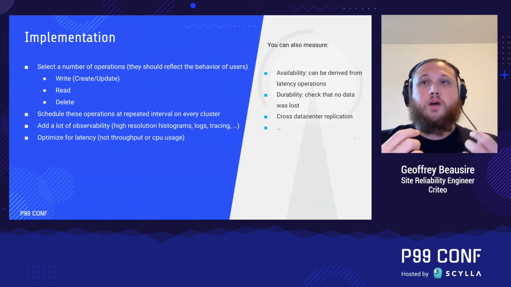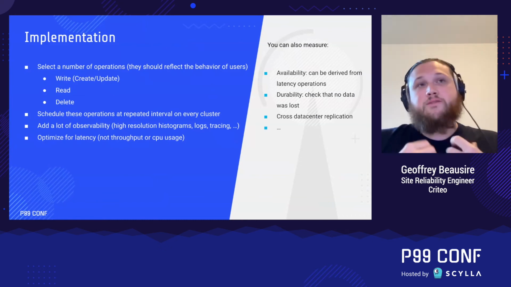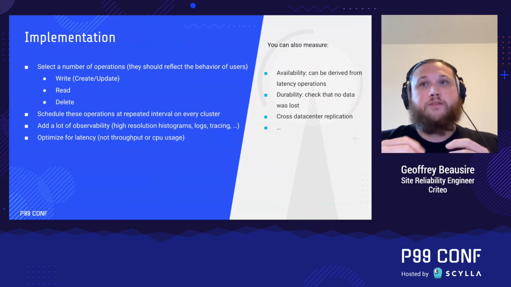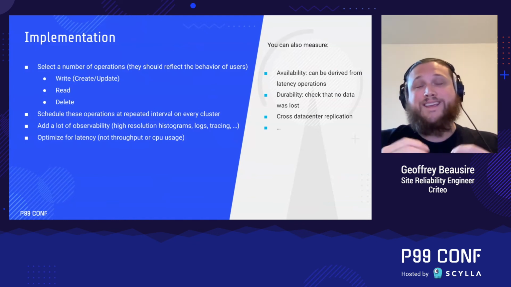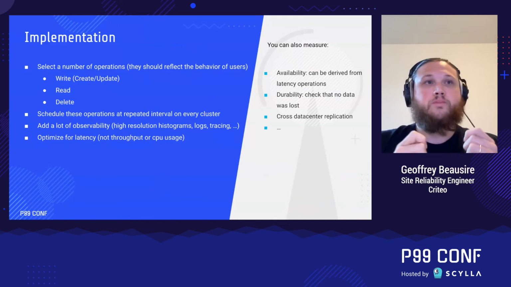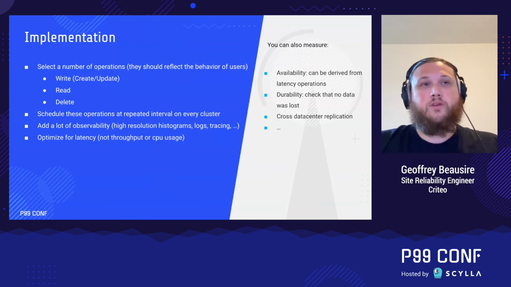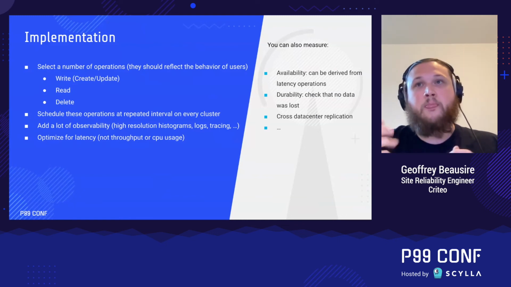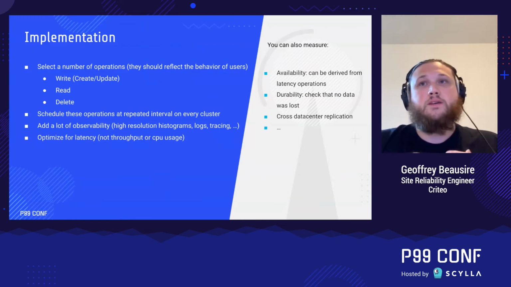You don't have to do only latency monitoring. You can also measure many different things. For example, the most obvious one is availability, which can directly be derived from the latency operations. So, for example, if you are doing a read and it fails, or if it succeeds, this ratio can be used as your availability. But you can also do, for example, durability to check if you didn't lose any data.